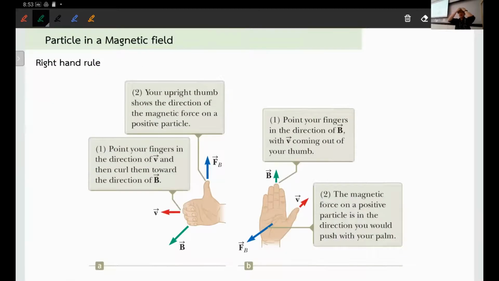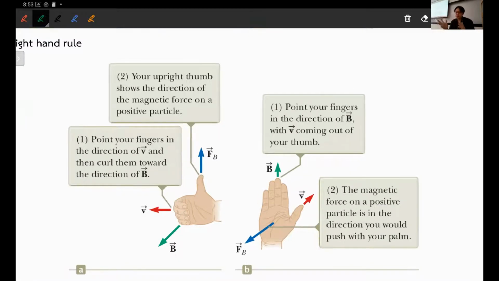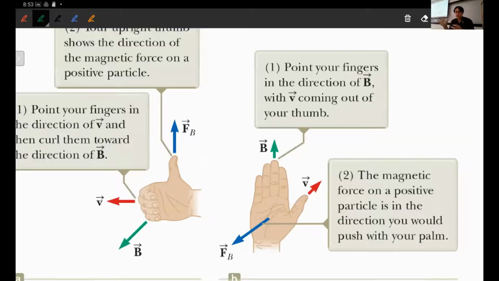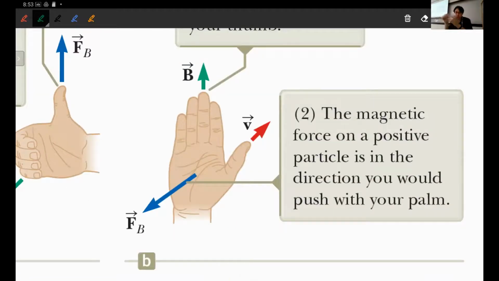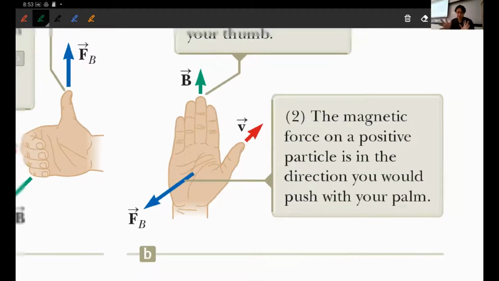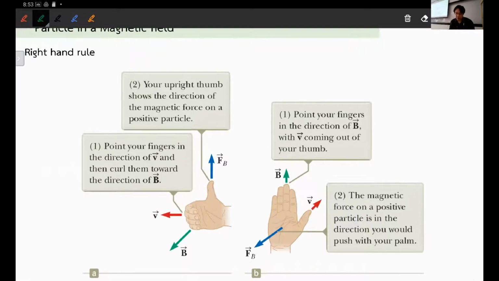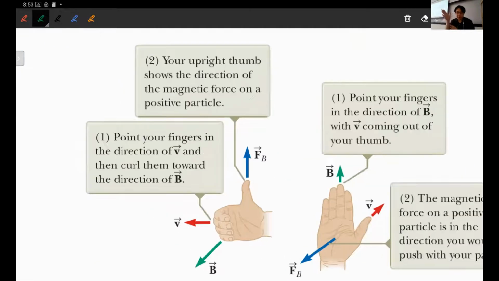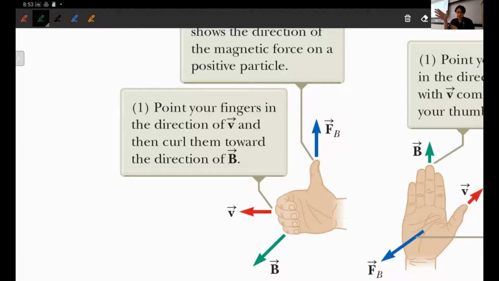So this slide will give you the whole conclusion about determining the direction of the force. There is another way. If you want, you can use the palm of your hand, but I would say the convention is pretty much curling your fingers. So I'm going to stick with the left approach. Forefinger point toward the V, and then just curl your fingers toward the B. Your thumb will give you the direction of the force. All right, that's the right hand rule.